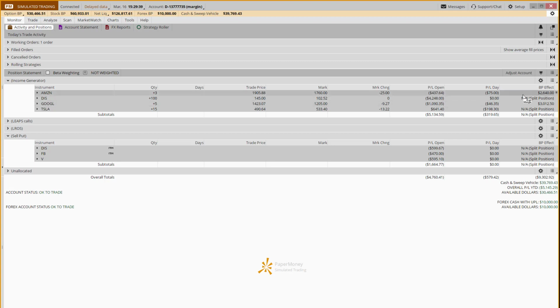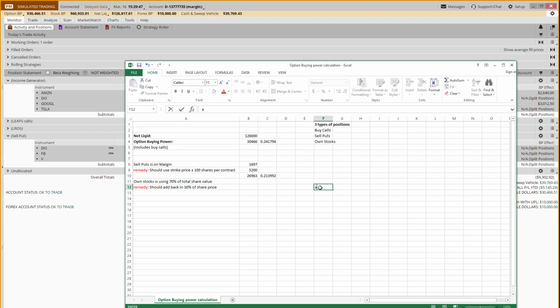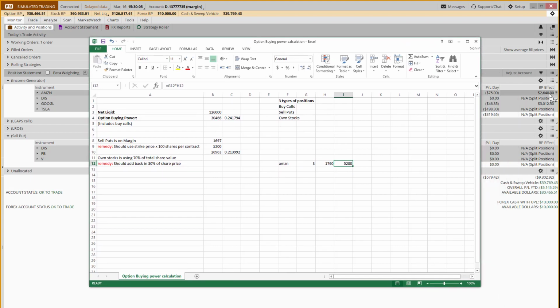But if they use up 70% of 5,000, okay, let me do a calculation now for Amazon. I have 3 shares, and right now the current price is 1760. So total value should be number of shares times the share price, which is this amount. Now this just nice is 2640, which is the half mark, correct? In this case, if it's half, you need to add back another half to get your true margin.